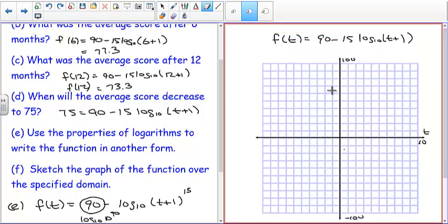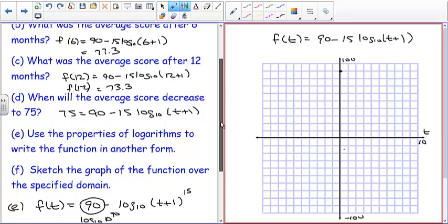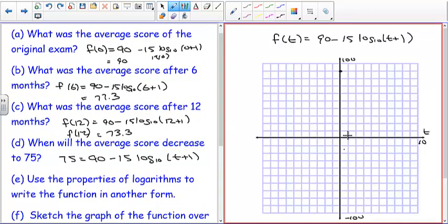So what we said was that at t equals 0, the answer was 90. And what did we see? We said after 6 months, 1, 2, 3, 4, 5, 6, it was 77.3. So that's 10, 20, 30, 40, 50, 60, 70, 77.3. In 12 months, which would be about over here, would be 73. So it's going to look something like this.